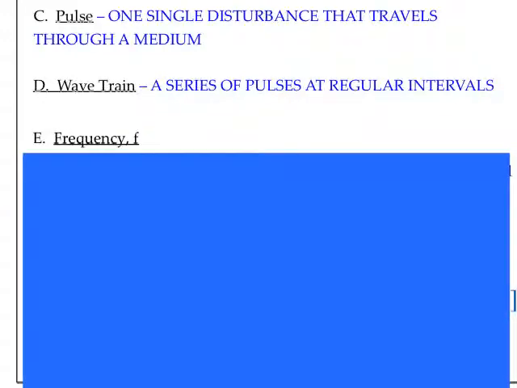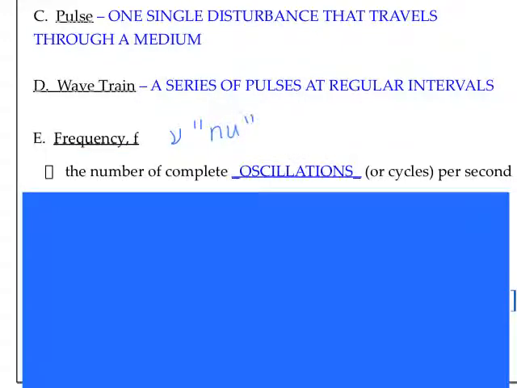Next, we have frequency. It can either be a lowercase f, or you might see the Greek letter nu, which is kind of a funny looking V. The definition for frequency is the number of complete oscillations or cycles per second. So if you see anything and then it's followed by per second, that's going to indicate a frequency. So you probably saw that a little bit with our rotational motion, like revolutions per second.